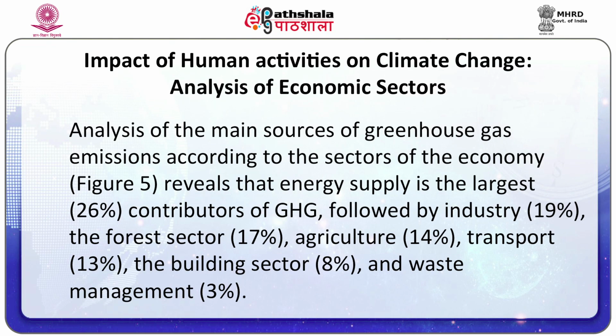Impact of human activities on climate change. Analysis of economic sectors. Analysis of the main sources of greenhouse gas emission according to the sector of the economy reveals that energy supply is the largest, at 26% contributor of greenhouse gas, followed by industry, which is 19%, the forest sector, which is 17%, agriculture accounting for 14%, transport 13% and the building sector about 8%, followed by waste management which accounts for 3%.